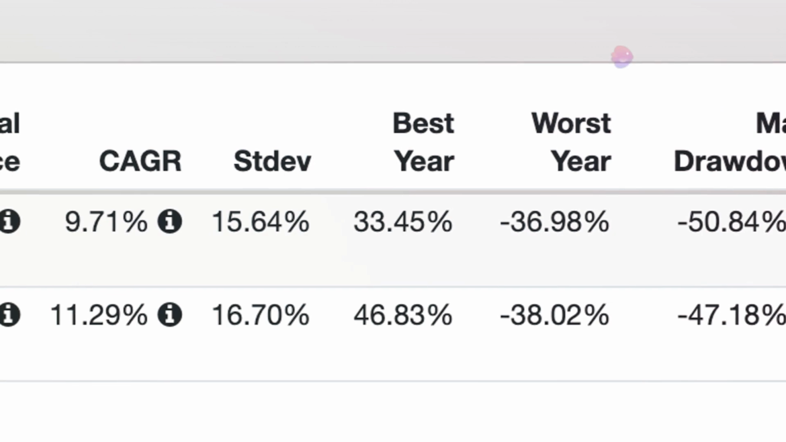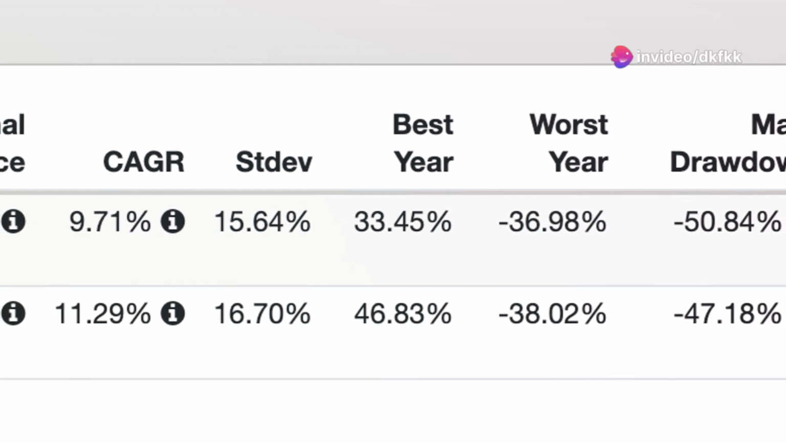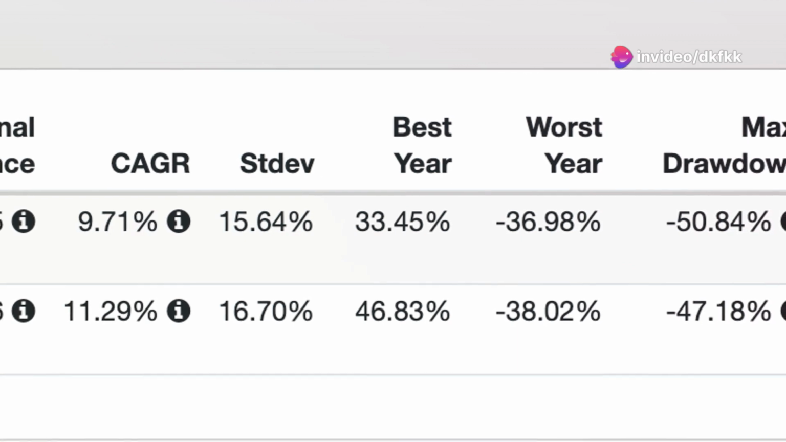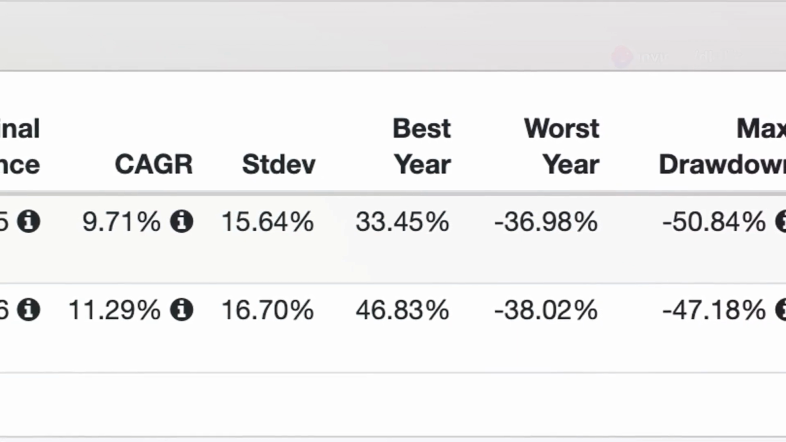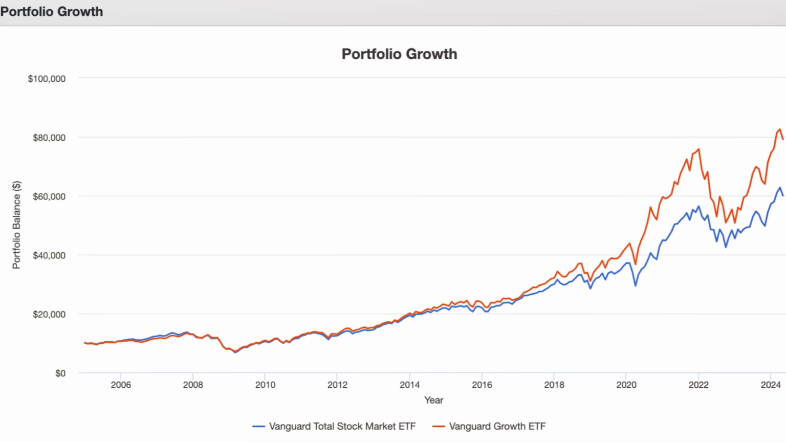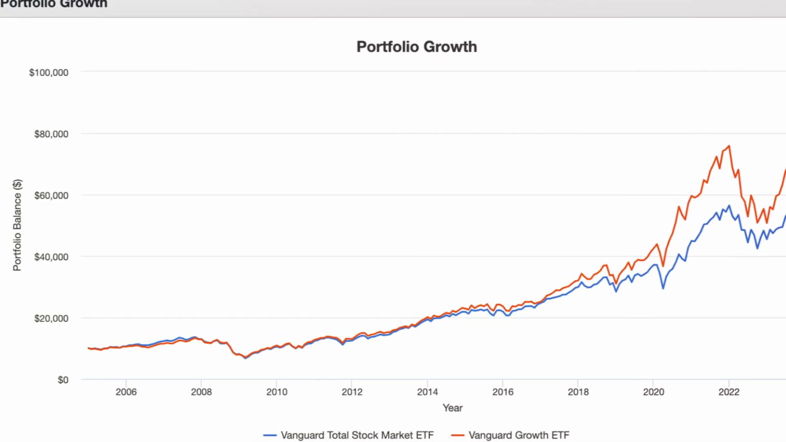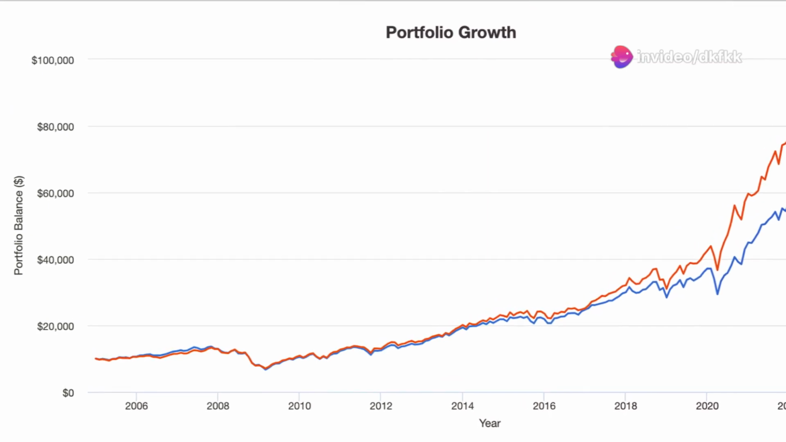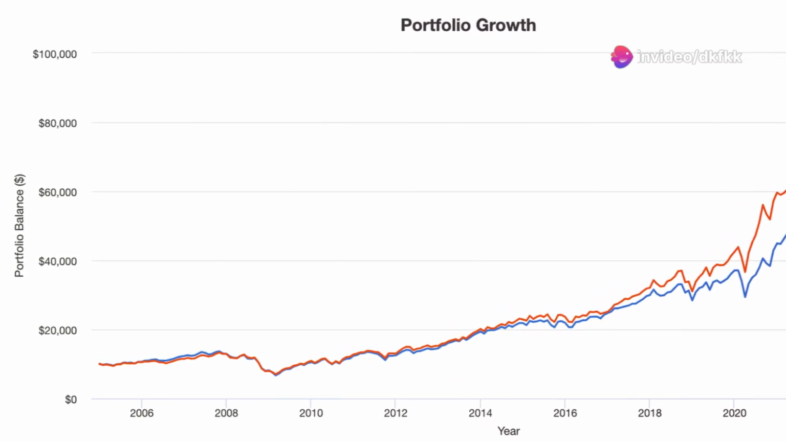The Vanguard Growth ETF, or VUG, has a standard deviation of 16.7%. This is slightly higher than the Vanguard Total Stock Market ETF, known as VTI, which stands at 15.64%. What this means is that VUG experiences slightly more ups and downs in its portfolio value compared to VTI.